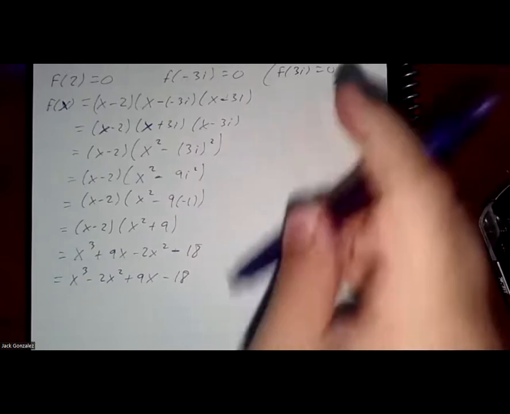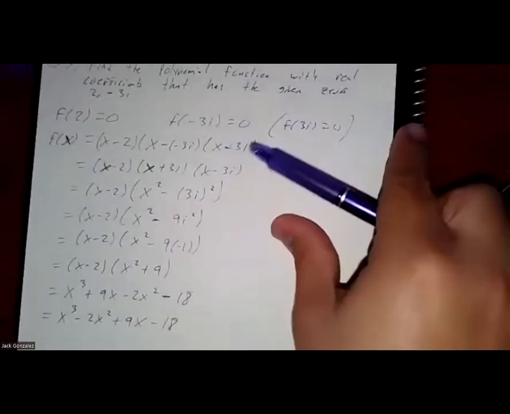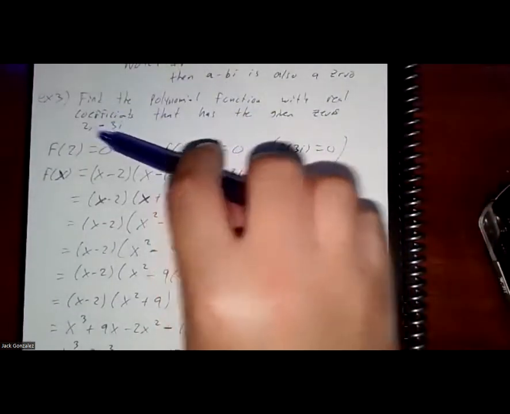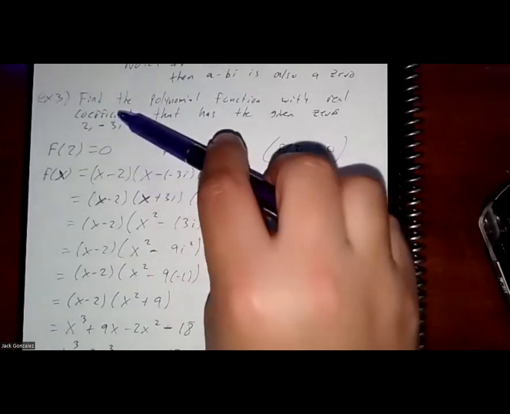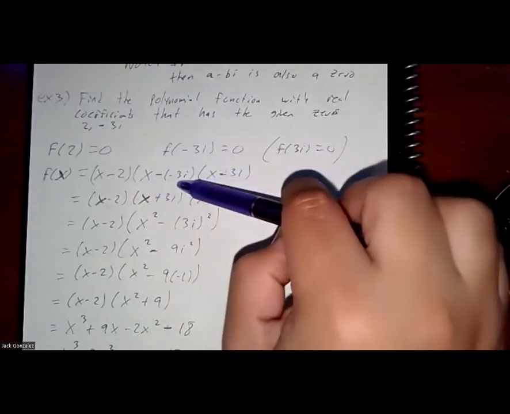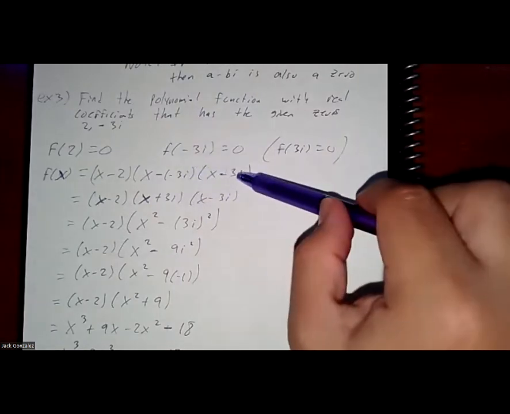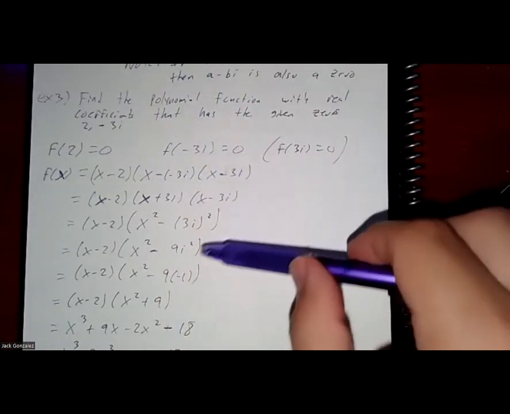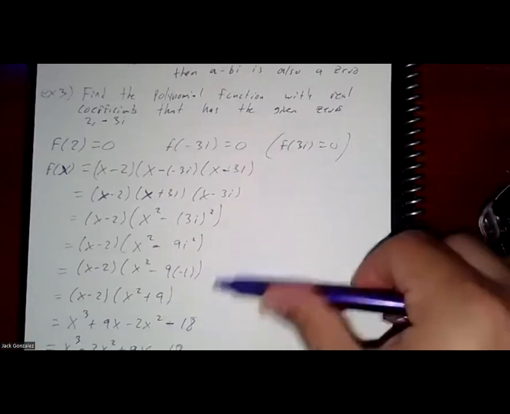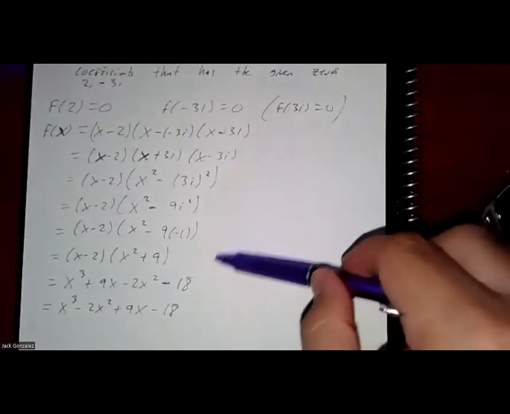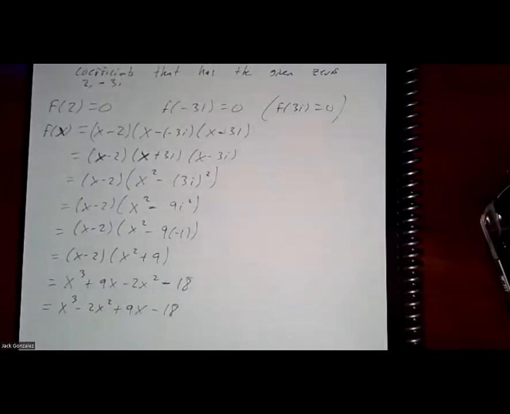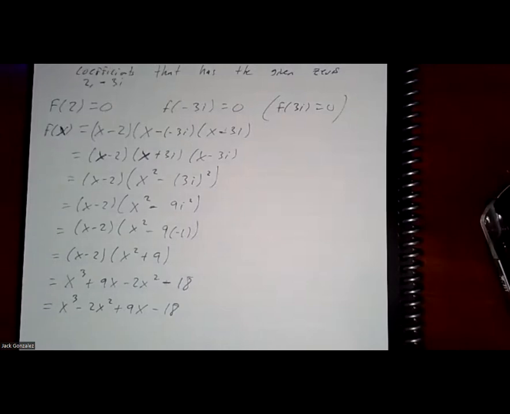So the first step is the theory. So you need to understand that if something is a 0, then it's a factor. If you have an imaginary part, then it's also a 0, same rule, but they come in pairs. And then after that, you just do multiplication. I showed extra steps so you can see the multiplication. Are there any questions on this guy?